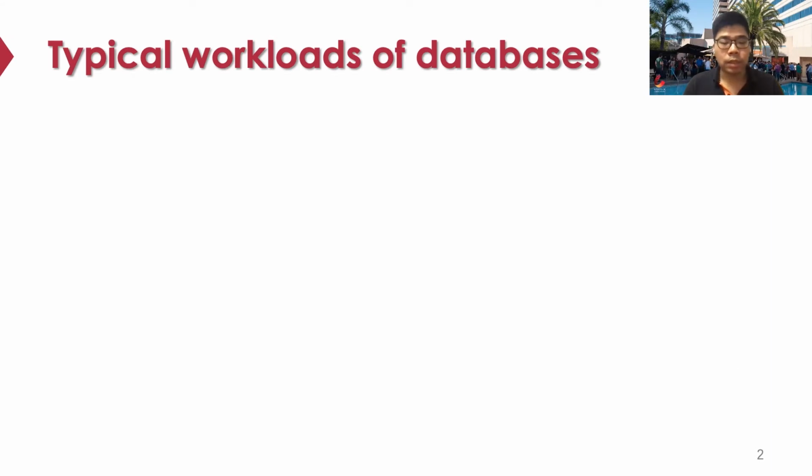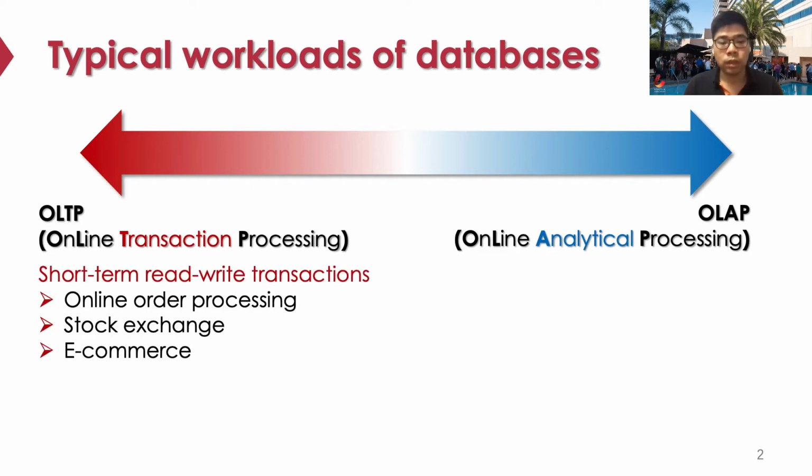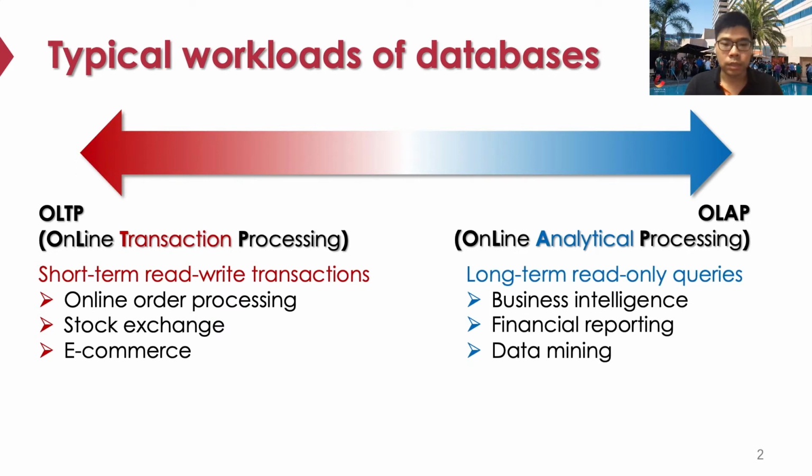For database systems, OLTP and OLAP are two typical workloads. OLTP is a series of short-term read-write transactions used in order processing or e-commerce, while OLAP consists of long-term read-only queries such as BI or data mining.